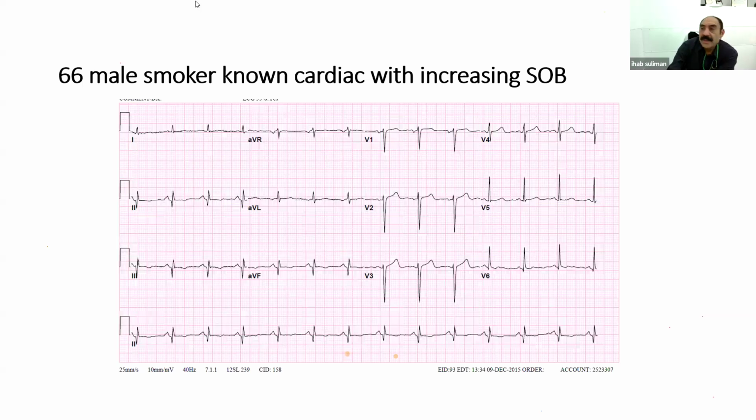Previous. So the ECG is actually showing a previous inferior MI because there are Q waves in lead 3 and 2 and AVF. There are no Q waves in the anterior leads, so it is not an anterior MI. It is an old inferior MI.